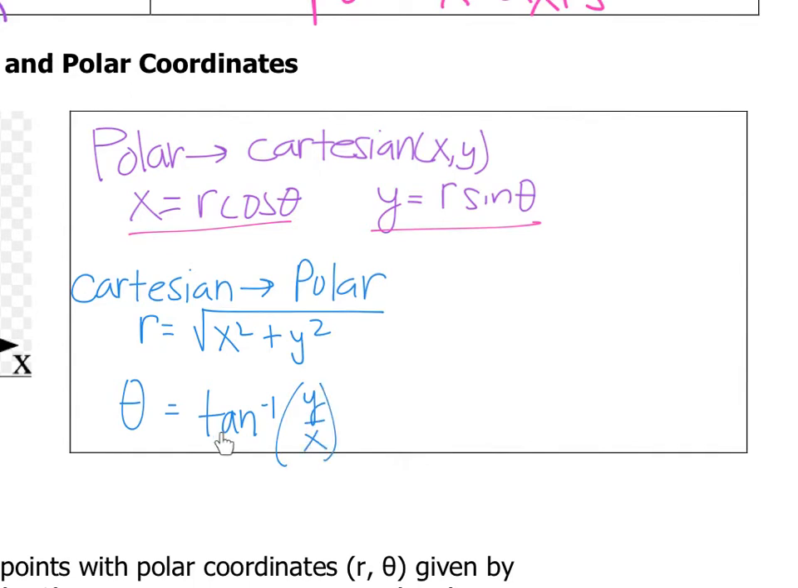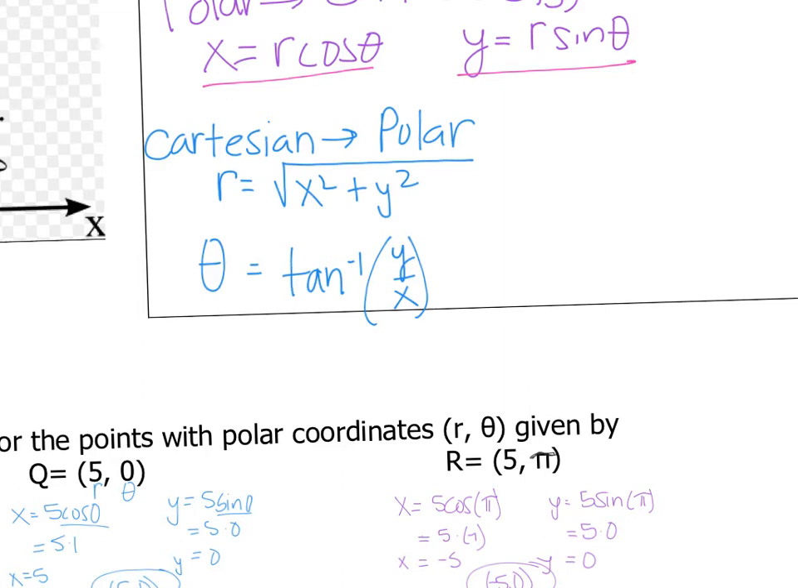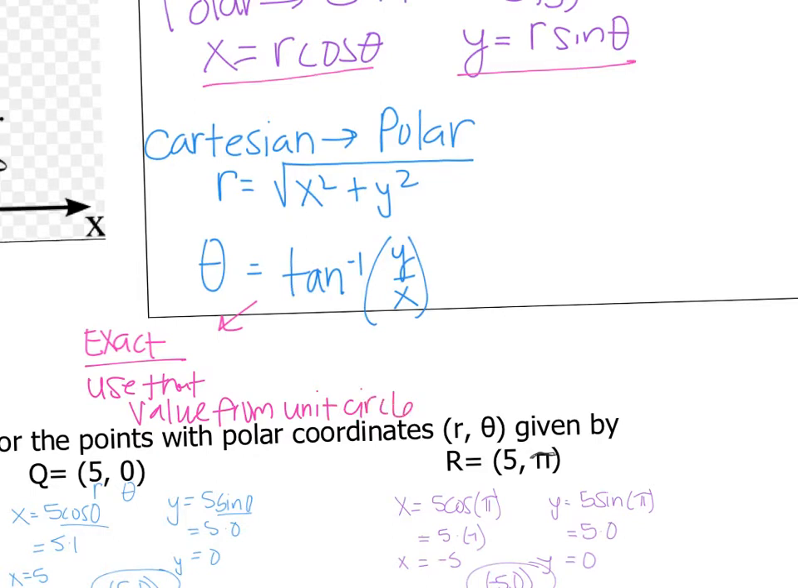Now, this is the part that's a little hard because there are a couple of special notes and stipulations that you have to keep in mind. So let's go ahead and write it down, and then once we get to the example, we'll see how this works. If you end up with a tangent value that is an exact value, meaning it's on the unit circle, you are just going to use that value from the unit circle. And we'll see again what this means once we get to an example.